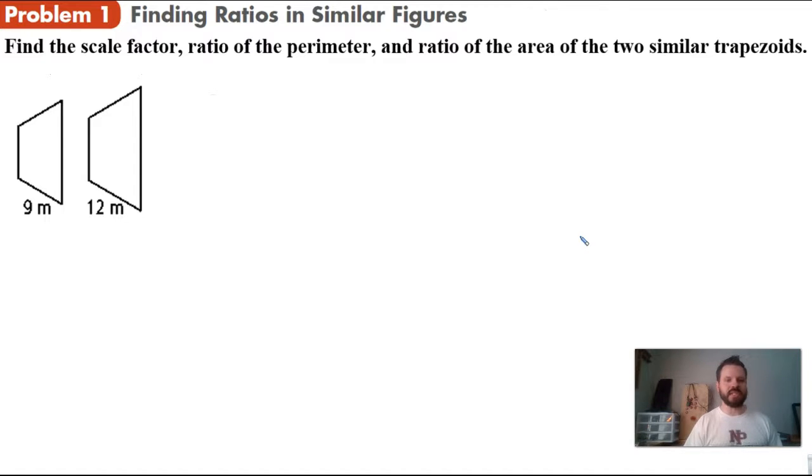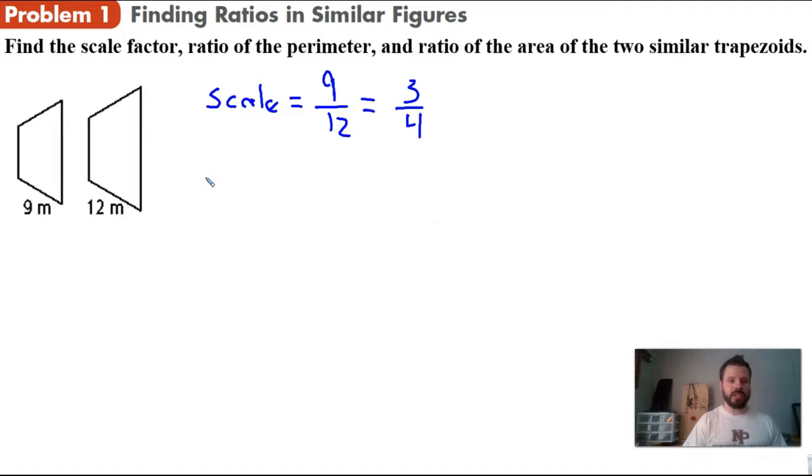Okay, problem 1 just says find the scale factor, ratio of the perimeters, and ratio of the areas of the 2 similar trapezoids. So let's say these trapezoids are similar. Same shape with different dimensions. The scale factor is just the length of one over the length of the other. We could say 9 over 12, which we could reduce down to 3/4.